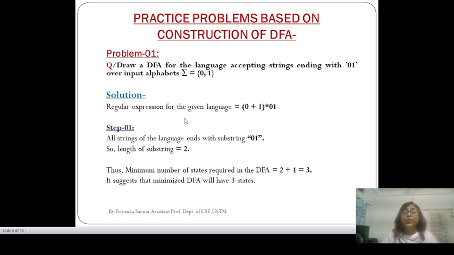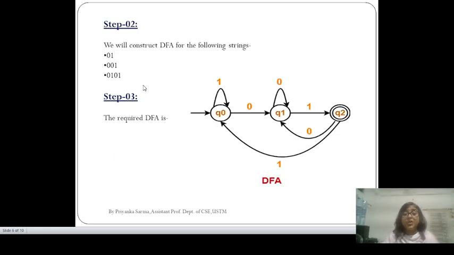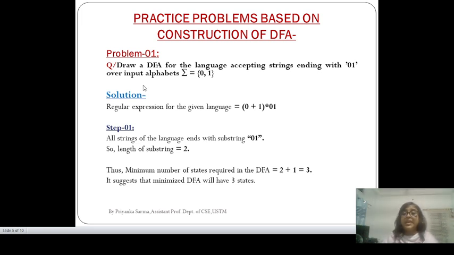So according to the question, draw a DFA for the language accepting strings ending with 01. That means the ending string should be the constant one, but before 01, whatever string may appear, it doesn't matter. So we are giving here (0 plus 1) whole star. (0 plus 1) whole star represents the Kleene star, and the definition of Kleene star is a collection of all possible strings over input alphabet 0, 1 including the empty string.